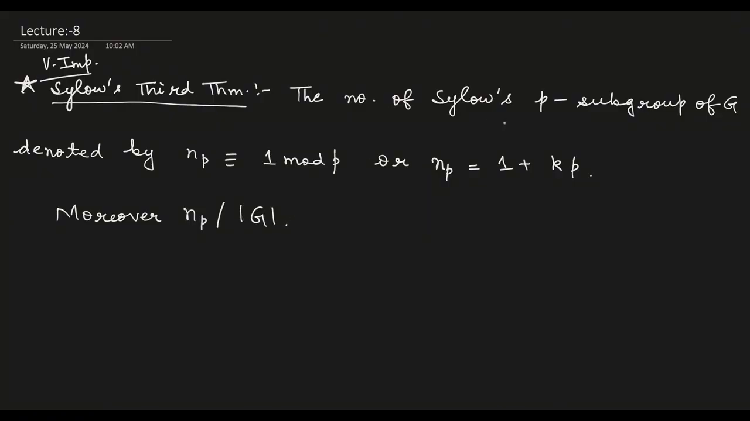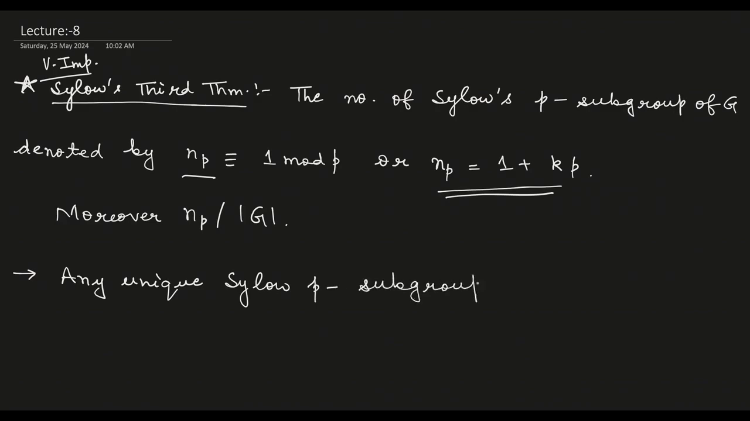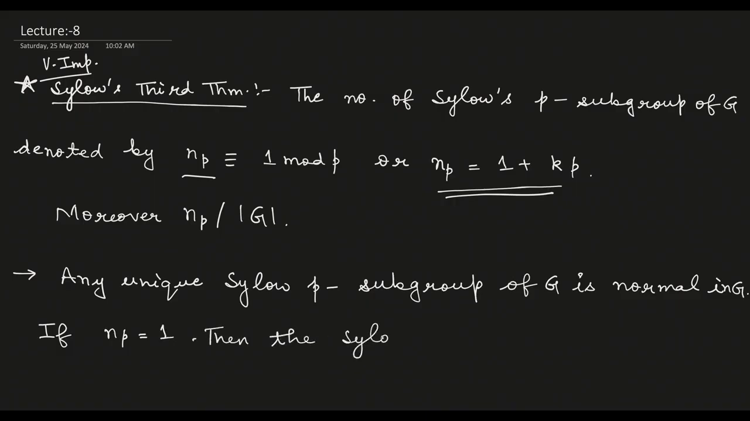The number of Sylow P-subgroups of G is denoted by NP, and NP is equal to 1 plus KP. Any unique Sylow P-subgroup of G is normal in G. If NP is equal to 1, then the Sylow P-subgroup is normal in G.